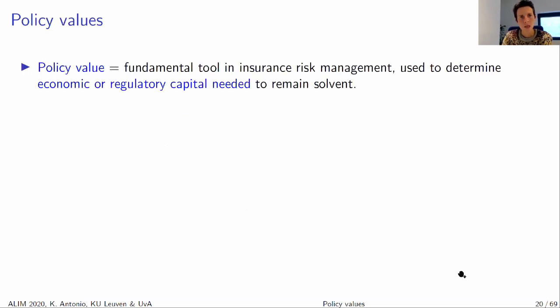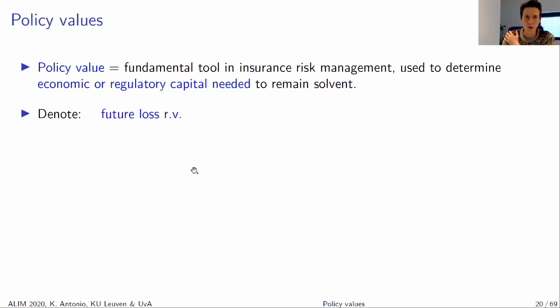Okay. So we see this policy value as a kind of balancing tool, if you want. It's used to determine the economic or the regulatory capital that is needed for the company to remain solvent. So it's the amount of money that you should be able to hold in order to fulfill your future liabilities. And how are we going to approach this in a more mathematical sense?